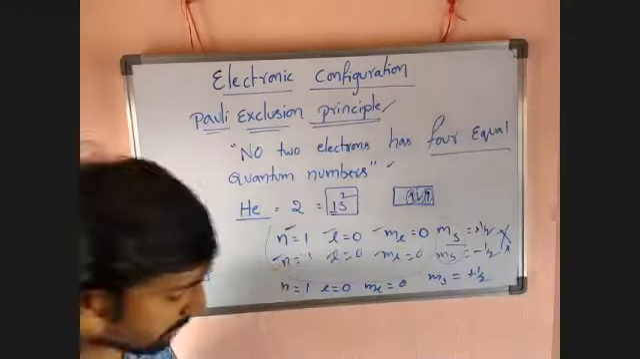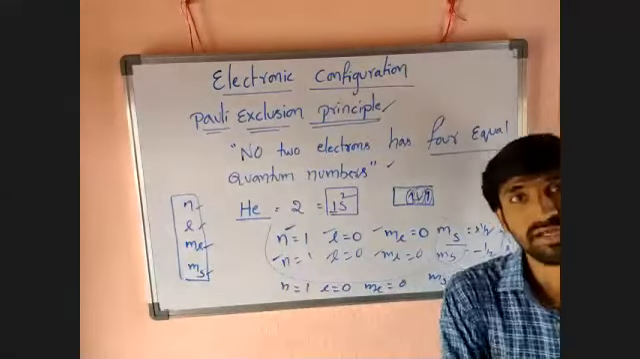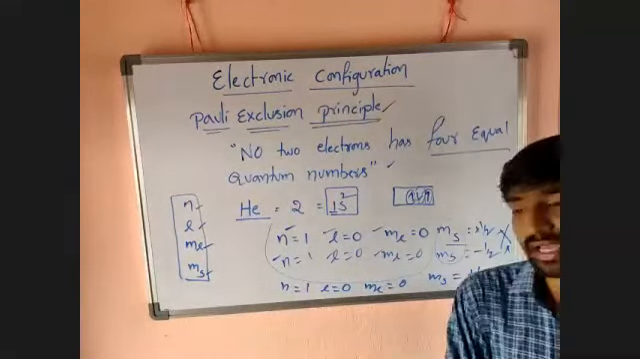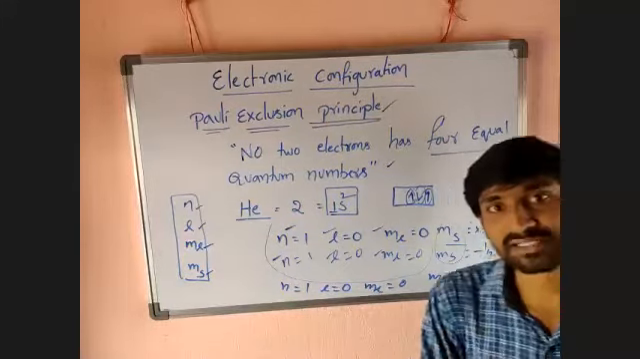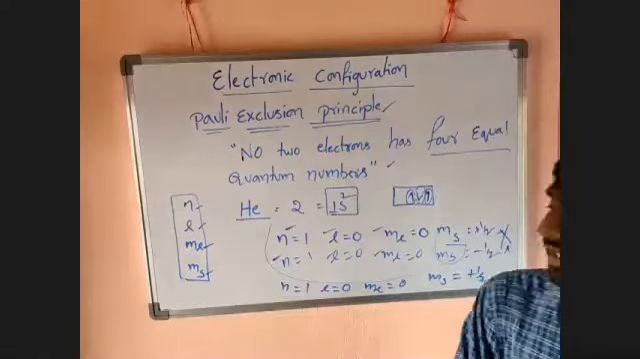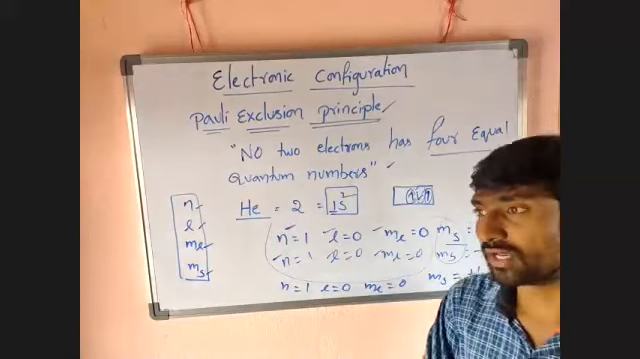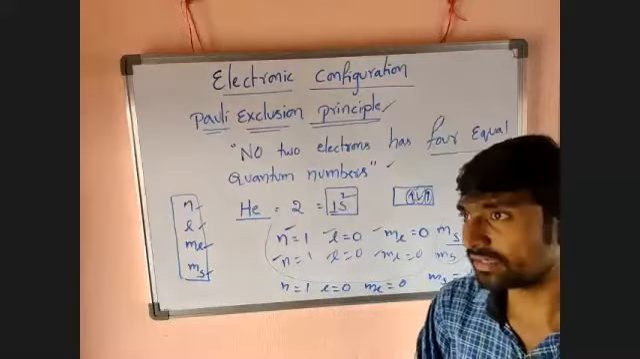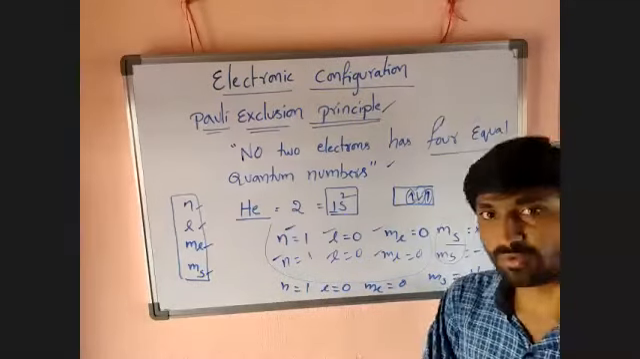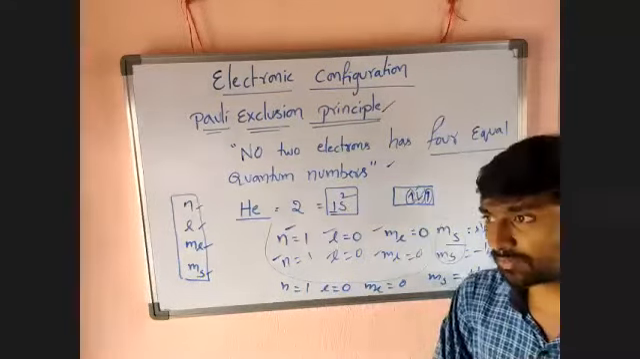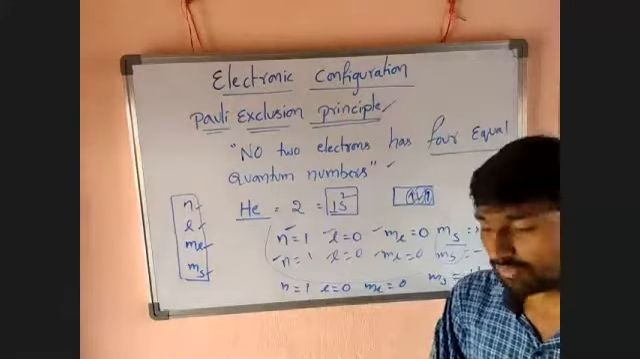What is meant by electronic configuration? The distribution of electrons in the atomic orbitals is known as electronic configuration. The general notation for electronic configuration is n l power x, where n is the principal quantum number, l is the azimuthal quantum number, and x is the number of electrons.